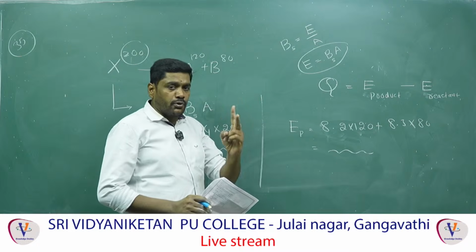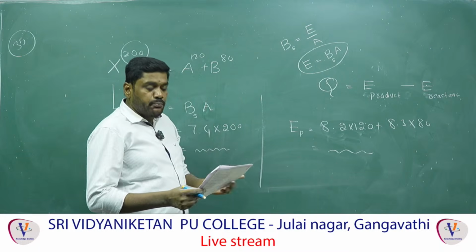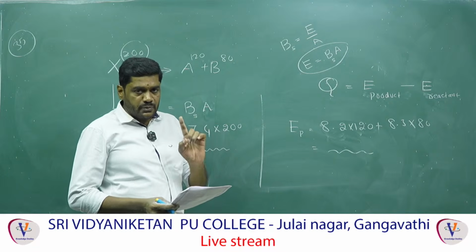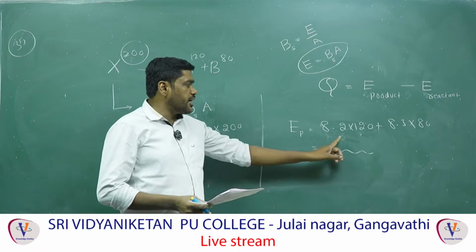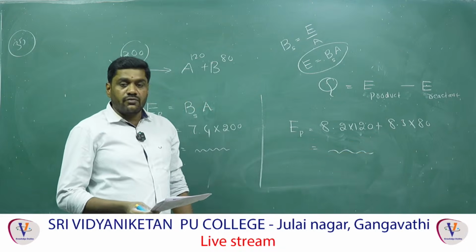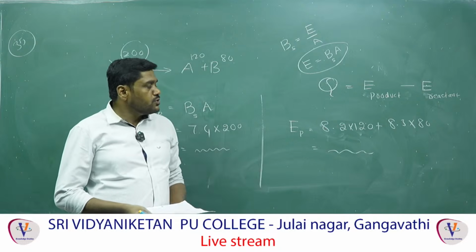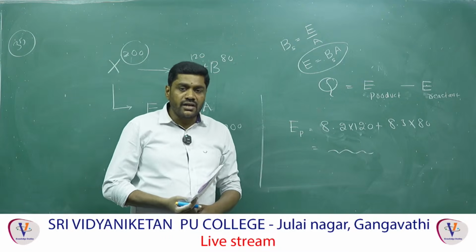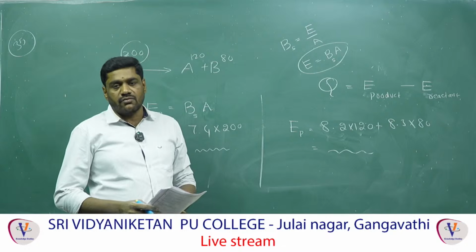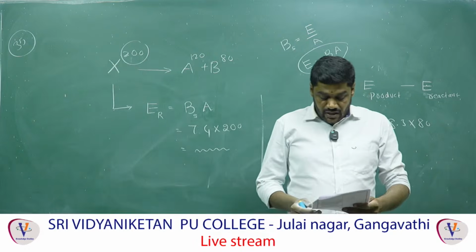Here a total of two products will be there, and for A and B they have given 8.2 and 8.3 mega electron volt. That is the specific binding energy, so 8.2 into 120 plus 8.3 into 80, you solve it. After that, the energy released is equal to the energy of the products minus the energy of the reactants, because of the mass decay. This amount of energy will be released.